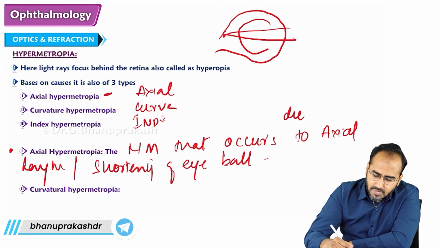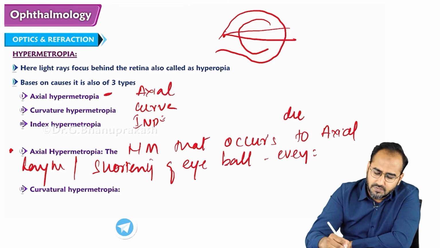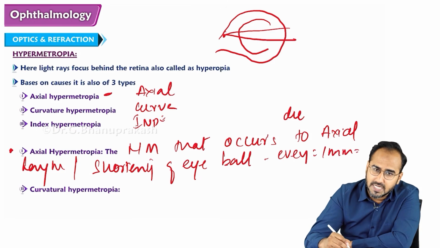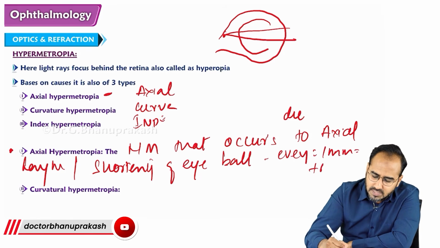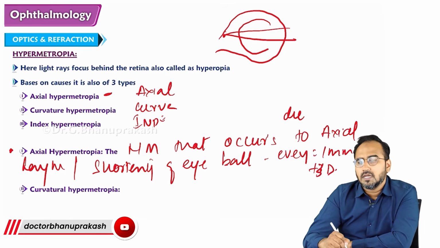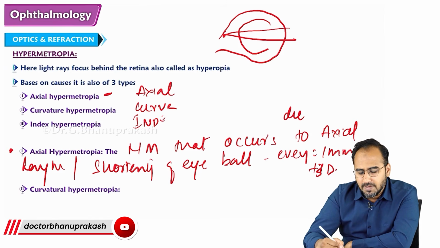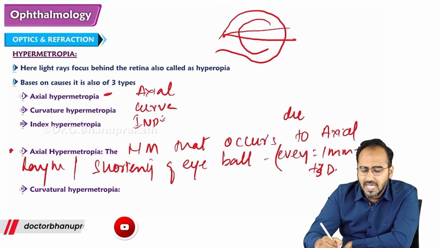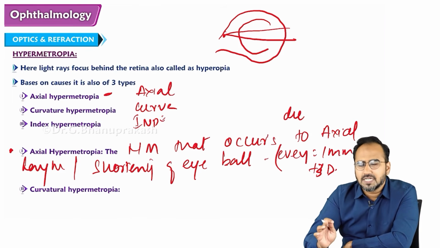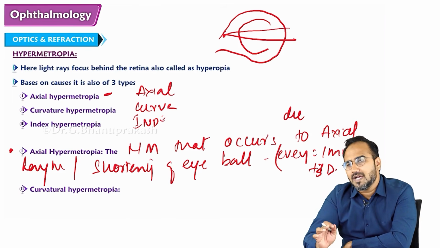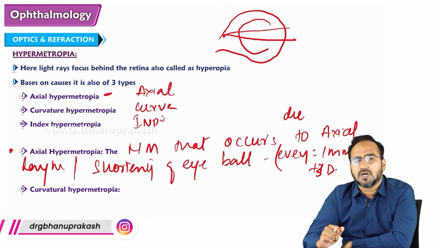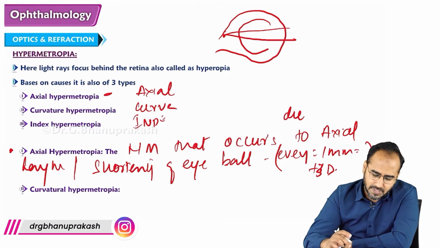Every 1 mm shortening of the eyeball gives you how many diopters, guys? Plus 3 diopters. Every 1 mm lengthening of the eyeball, minus 3. Every 1 mm shortening of the eyeball, plus 3 diopters. So any person who is developing hypermetropia due to shortening of the eyeball is called axial hypermetropia.